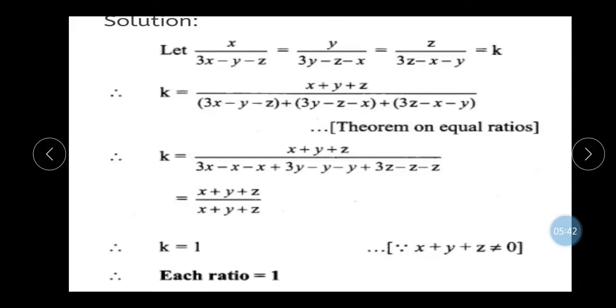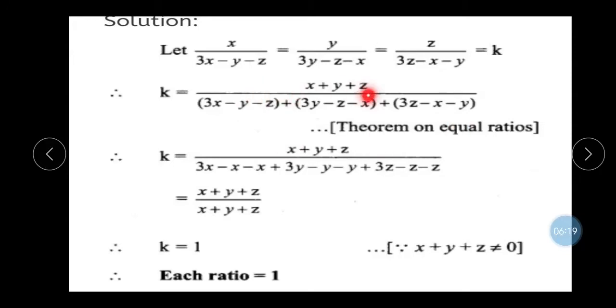Solution. Let x upon (3x minus y minus z) is equal to y upon (3y minus z minus x) is equal to z upon (3z minus x minus y) is equal to k. That means the whole question we are putting equal to k, that is using the k method. Now let's see, k is equal to adding up all the numerators and all the denominators. That is theorem of equal ratios we are applying.